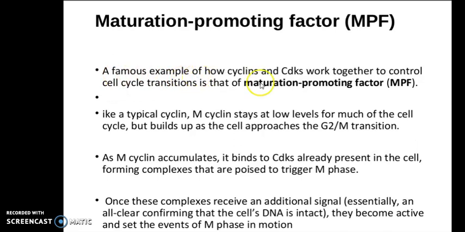A famous example of how cyclins and CDKs work together to control cell cycle transition is that of maturation promoting factor or MPF. Like a typical cyclin, M-cyclin stays at low levels for much of the cell cycle, but builds up as the cell approaches the G2 to M transition. As M-cyclin accumulates, it binds to CDKs already present in the cell, forming complexes that are poised to trigger M phase. Once these complexes receive an additional signal, they become active and set the events of M phase in motion.